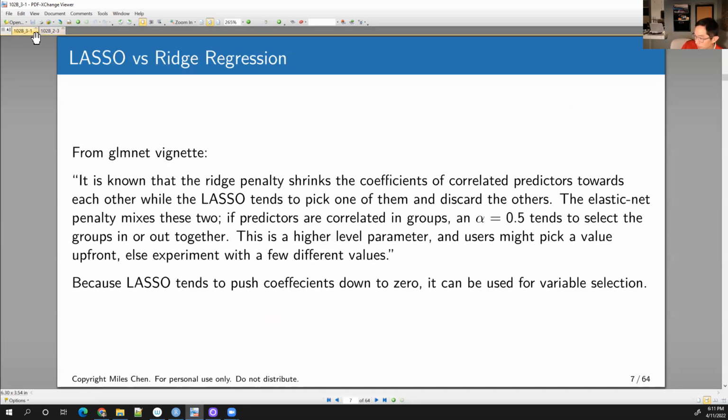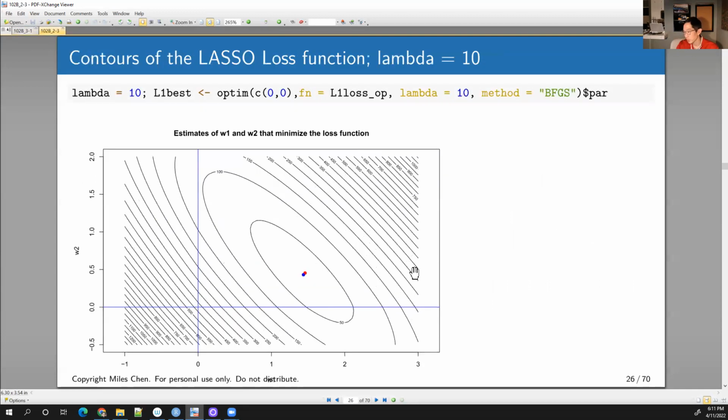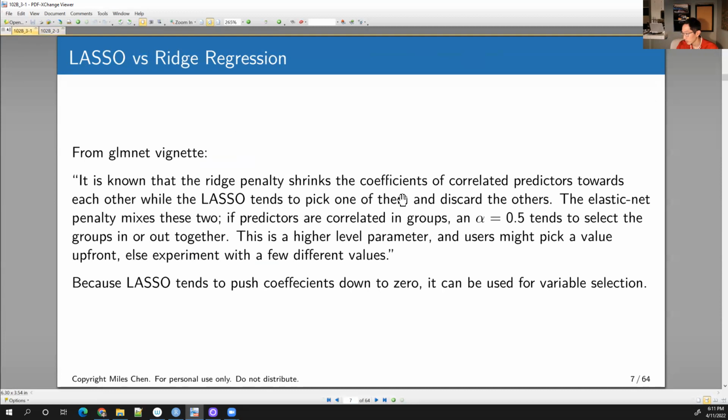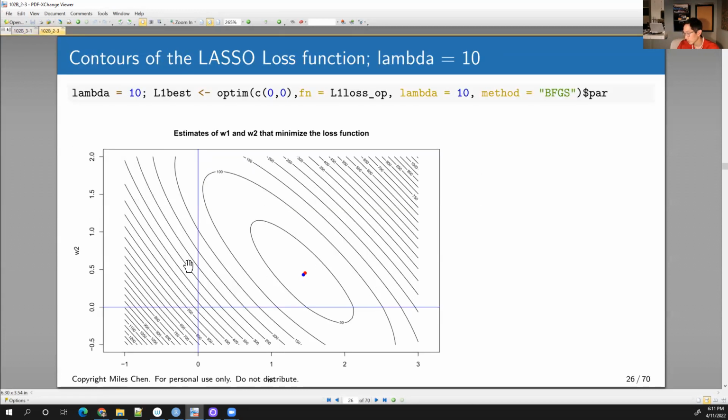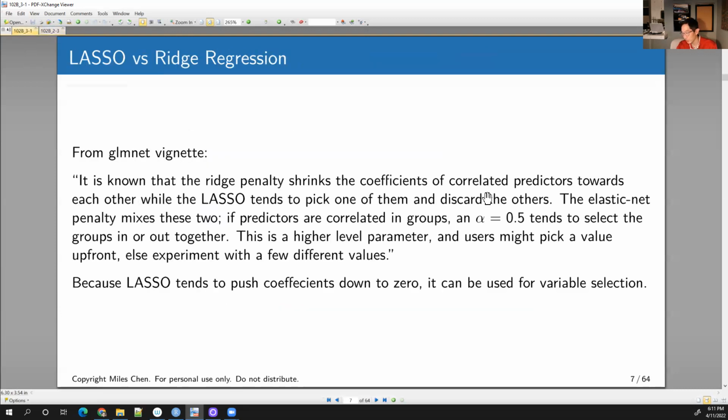And then the other thing with LASSO, it says it tends to pick one and discard the others. Okay, and we see this as well as it's shrinking them. As it's shrinking the parameters, it shrinks them both until one of them becomes 0. All right, and this is basically LASSO picking a coefficient so that one of them is 0, and the other one it has kept. So this is the idea that it picks one and discards the others.